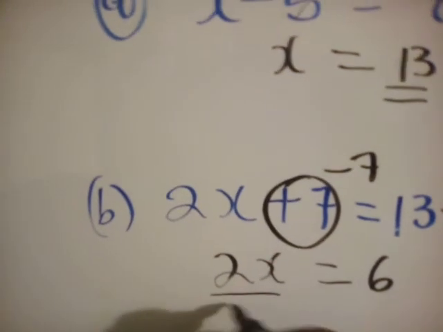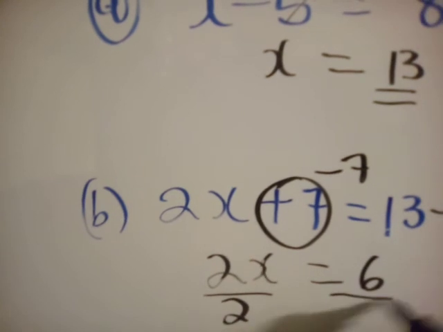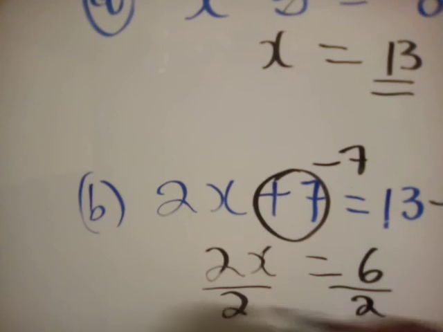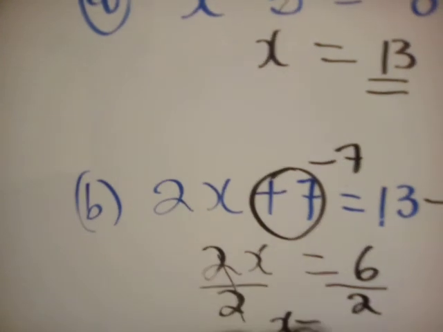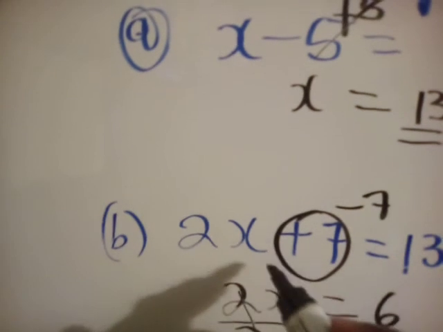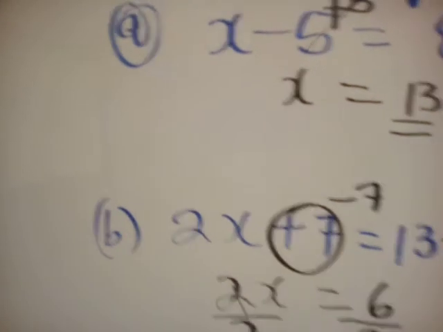So we can divide. The inverse of multiplication is division. So therefore x is equal to 3. And it makes sense. 2 times 3 is 6. 6 plus 7 is 13.